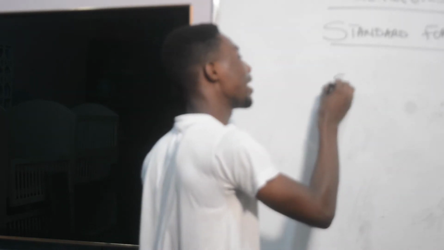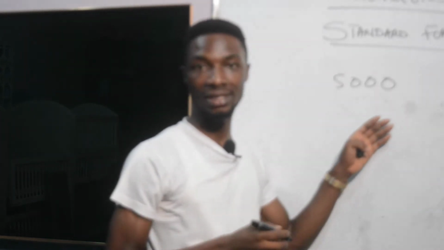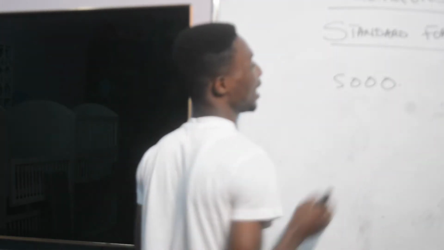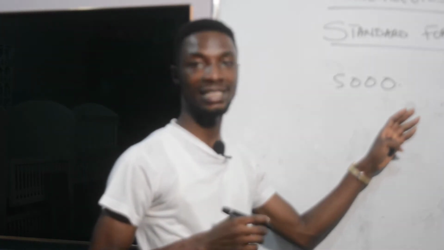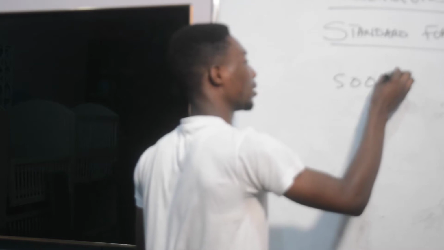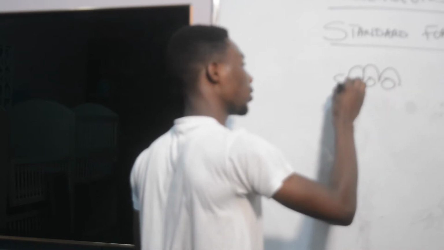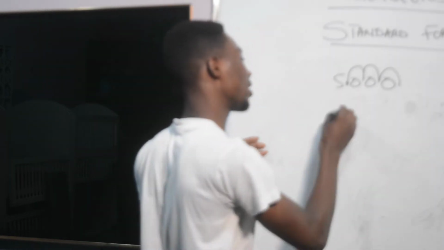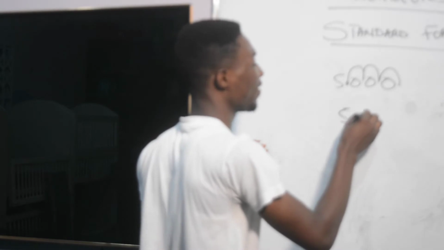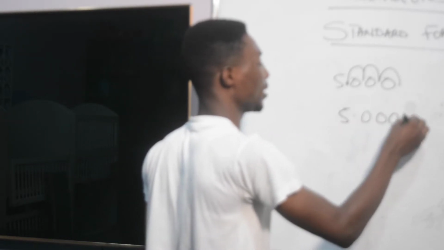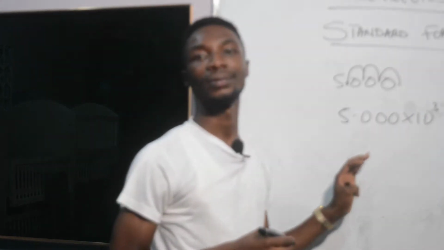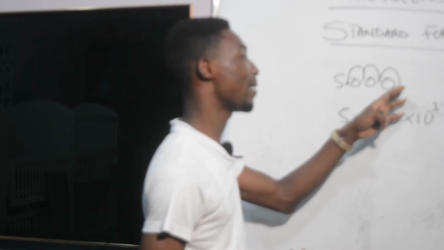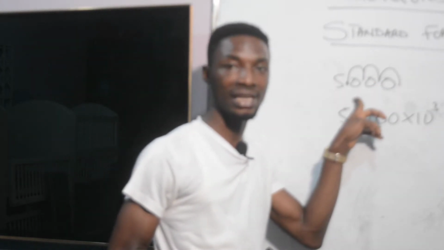Whenever you have a number like 5,000, to express this number in standard form, you will place a point at the end of the number, the last digit, and then you start jumping. 1, 2, 3, till you reach the back of the first digit. After reaching the back of the first digit, you can now write your number in standard form as 5.000 times 10 to the power 3. The power represents the number of times you jumped from the back of the number to the back of the first digit in the number.